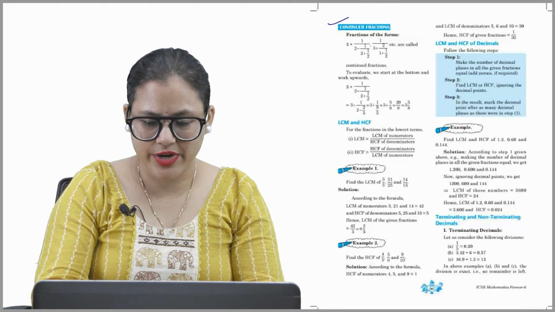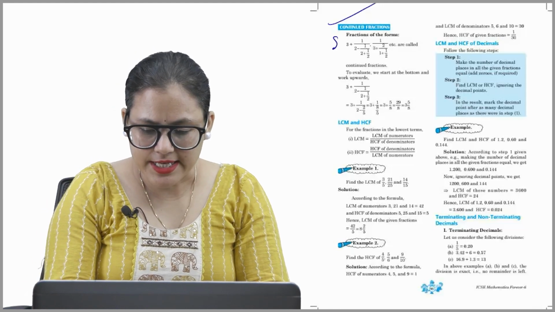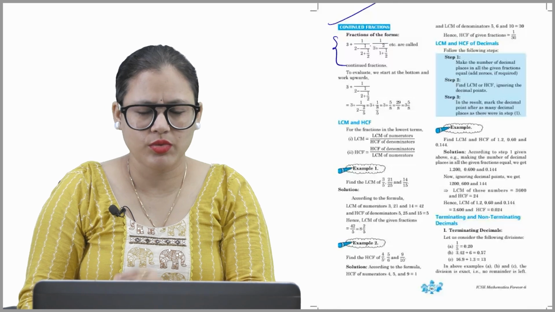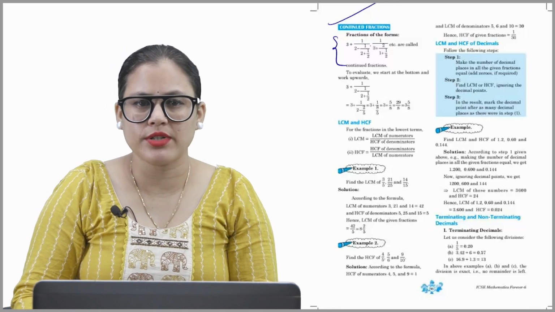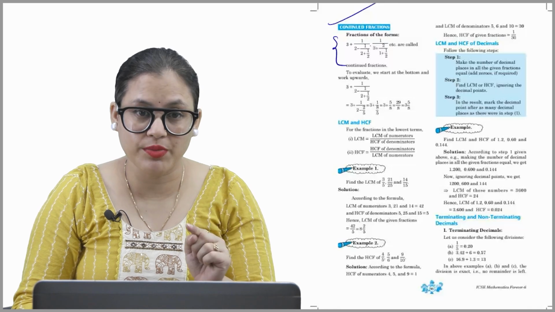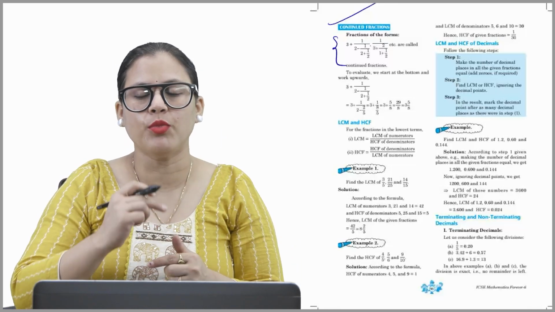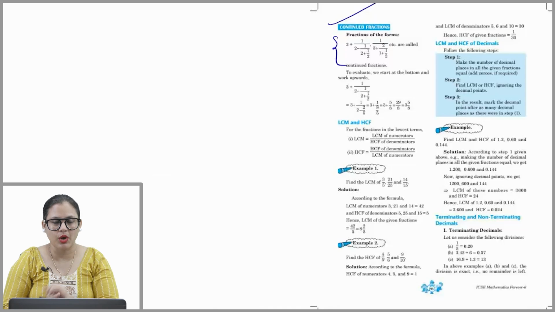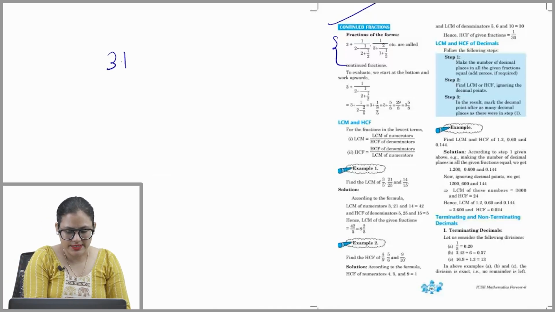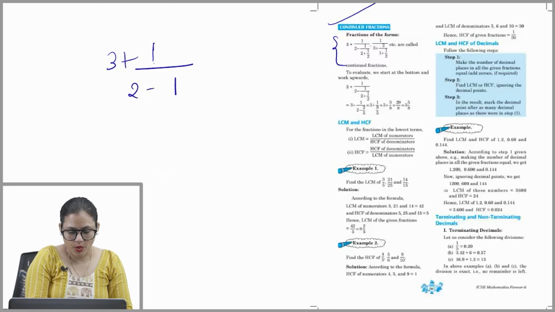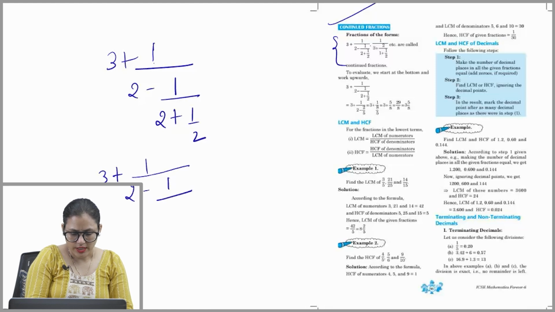Continued fractions. Look carefully, fractions of this form are called continued fractions. So how do we evaluate these kinds of fractions? To evaluate, we first start at the bottom and then we work upwards, towards the top. See, 3 plus 1 upon 2 minus 1 upon 2 plus 1 by 2. First we will solve this fraction. 2 plus 1 by 2 is 5 by 2.